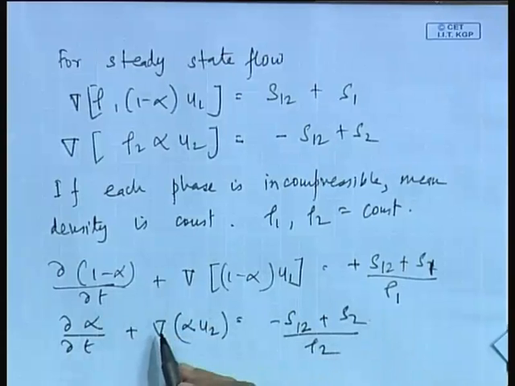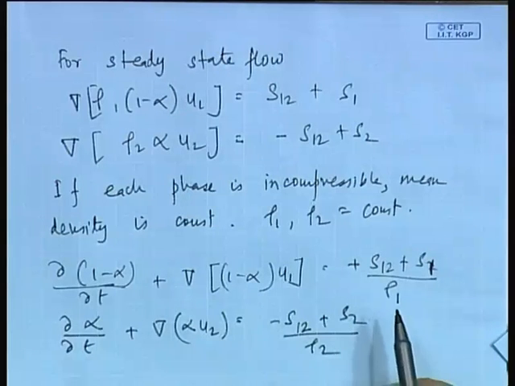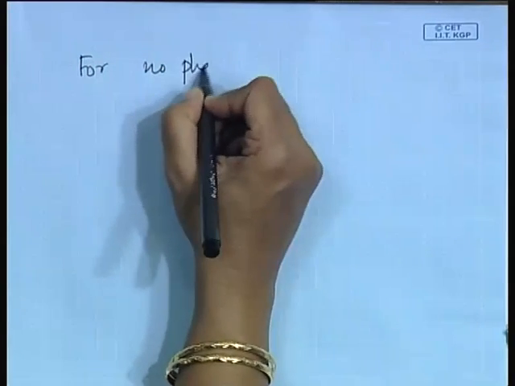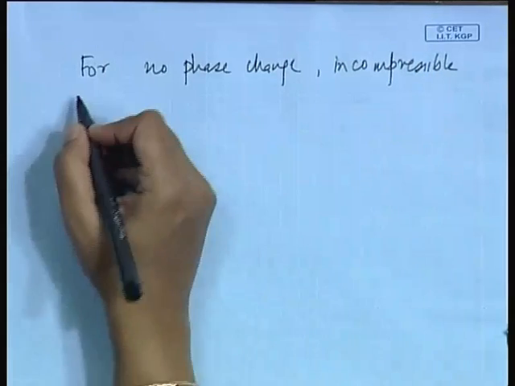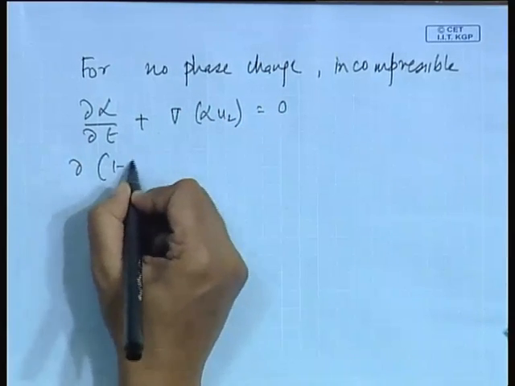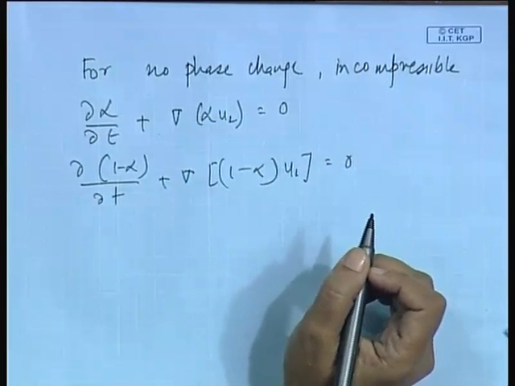Now, in this particular case, if we say that there is no phase change, then what do you expect? Suppose there is no phase change, both the phases are incompressible and there is no phase change. Under that condition, the right hand side disappears, S1, S2 are anyhow 0, is not it? So, under those circumstances, what do you get? We get del alpha del t plus del alpha u 2 equals to 0, and del (1 minus alpha) del t plus del (1 minus alpha) u 1, this is equal to 0. Got it?